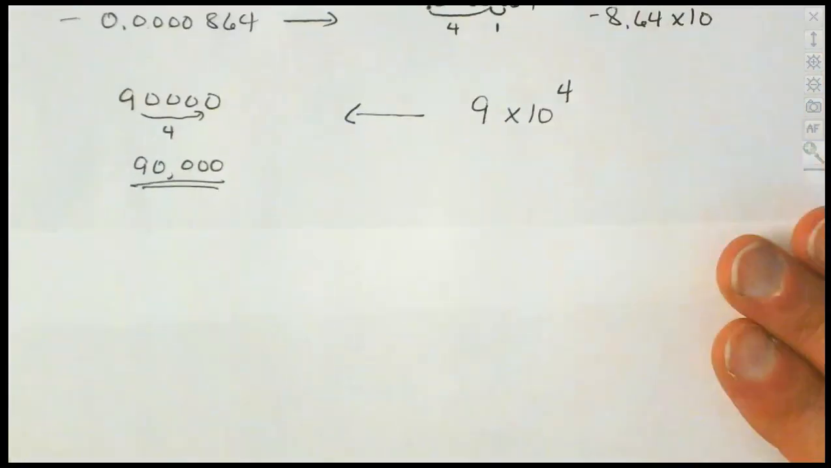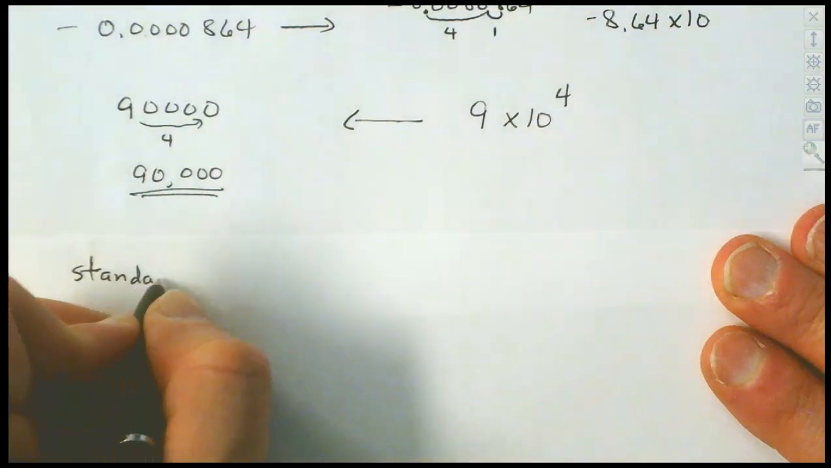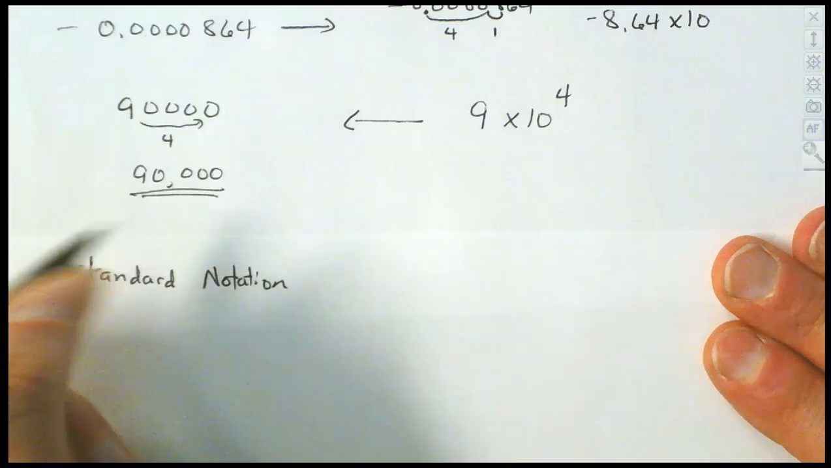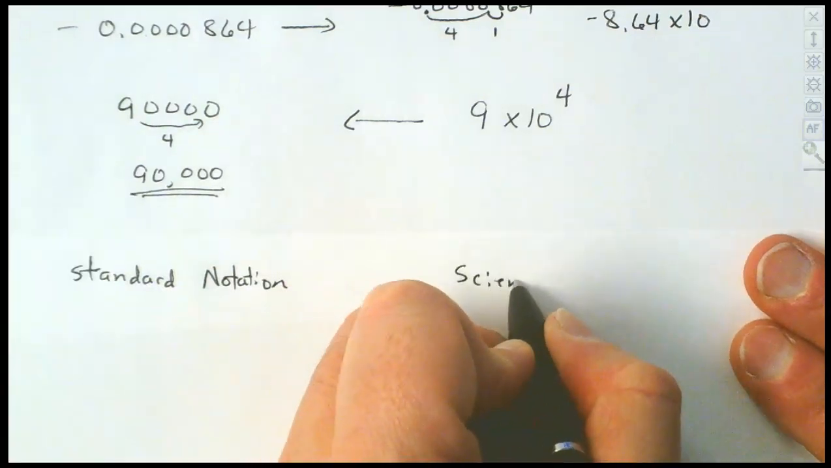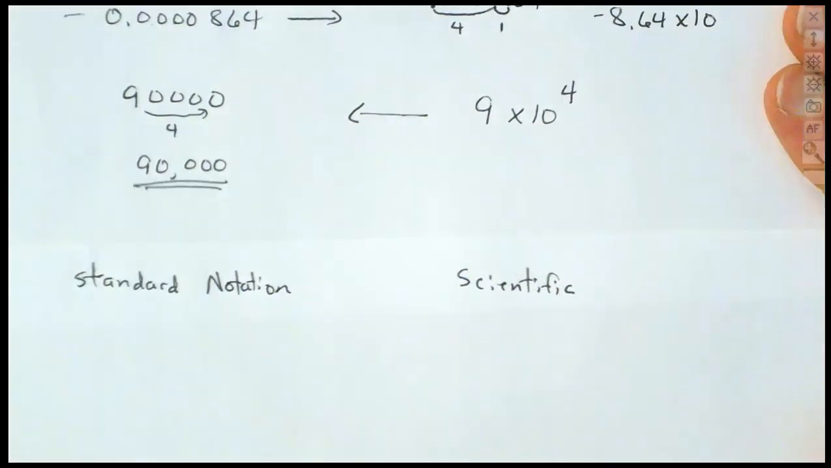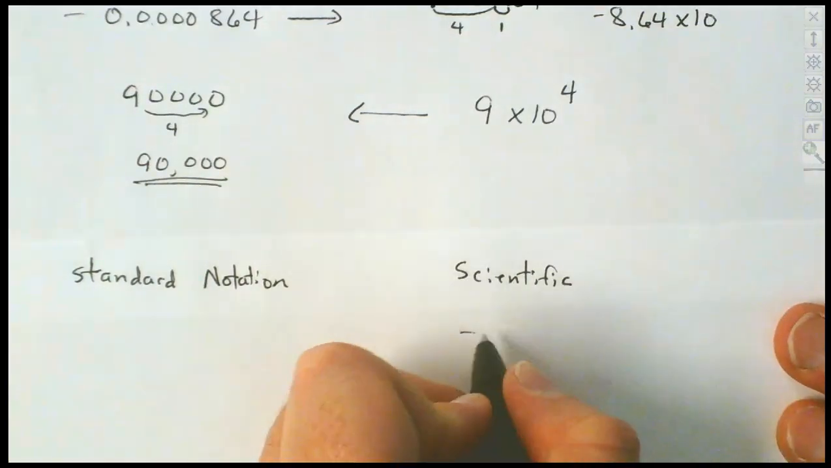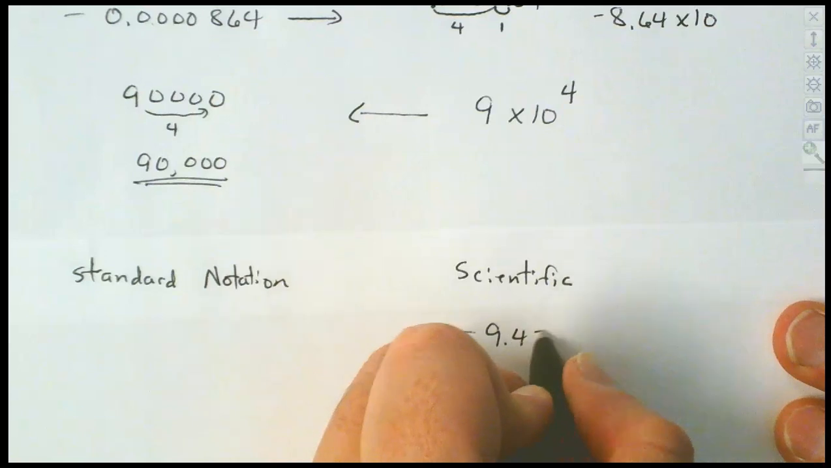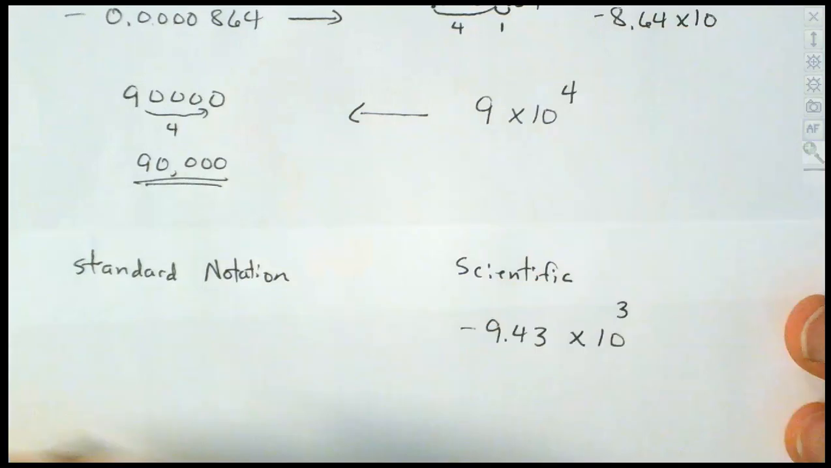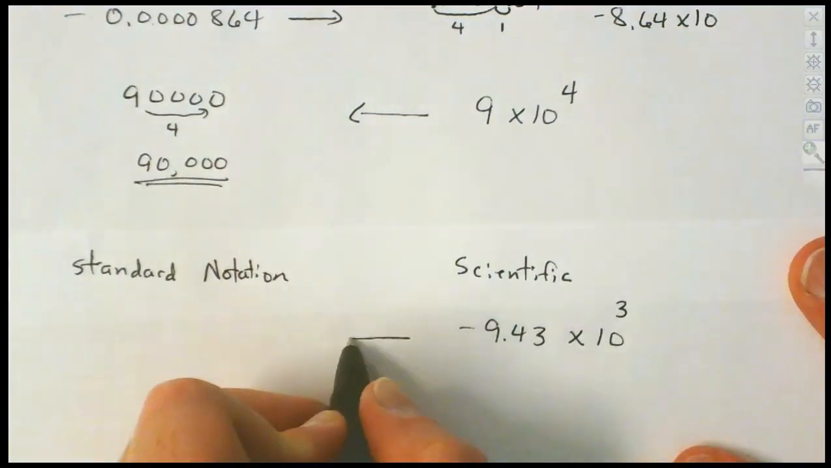Let's do a few more. And this again is going to be standard notation. And then scientific over here. So let's do one in scientific again. Let's make it minus 9.43 times 10 to the 3rd power. What would that convert into?